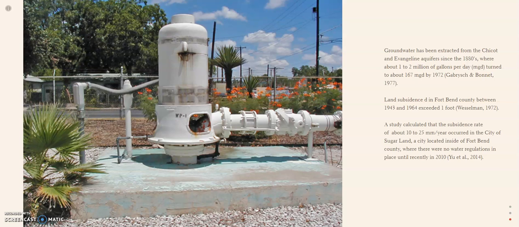Groundwater extraction has been occurring in Fort Bend County since the 1880s, where 1 to 2 million gallons per day were extracted. By 1972, the extraction rate went up to 167 million gallons per day. The subsidence rate in Sugarland was also calculated to be from 10 to 25 millimeters per year. While it doesn't seem like a lot, the previous image has shown how much the land can sink with the passing of years.